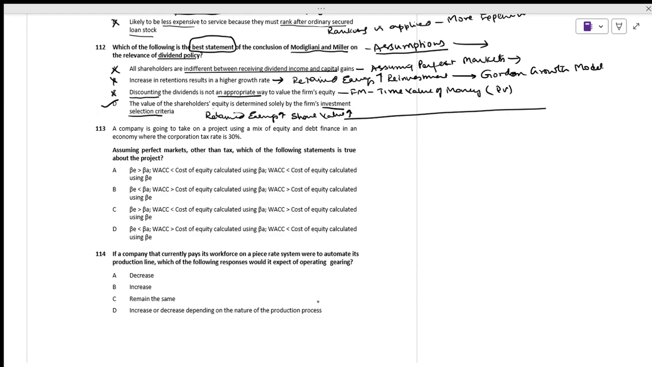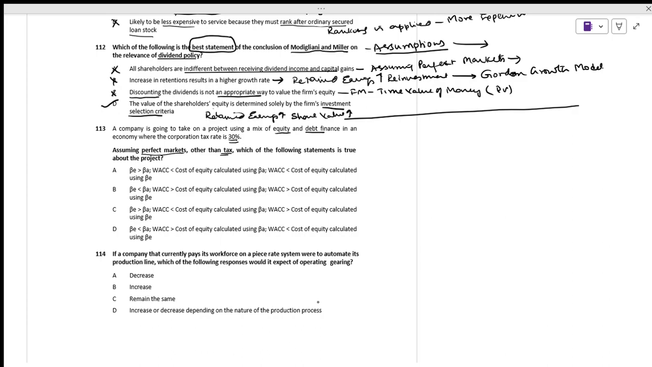Now you are coming to really the core concepts of finance. We are at the fag end of the subject. A company is going to take on a project using a mix of equity and debt in an economy where the corporation tax is 30%. Assuming perfect markets, other than tax, which of the following is true?